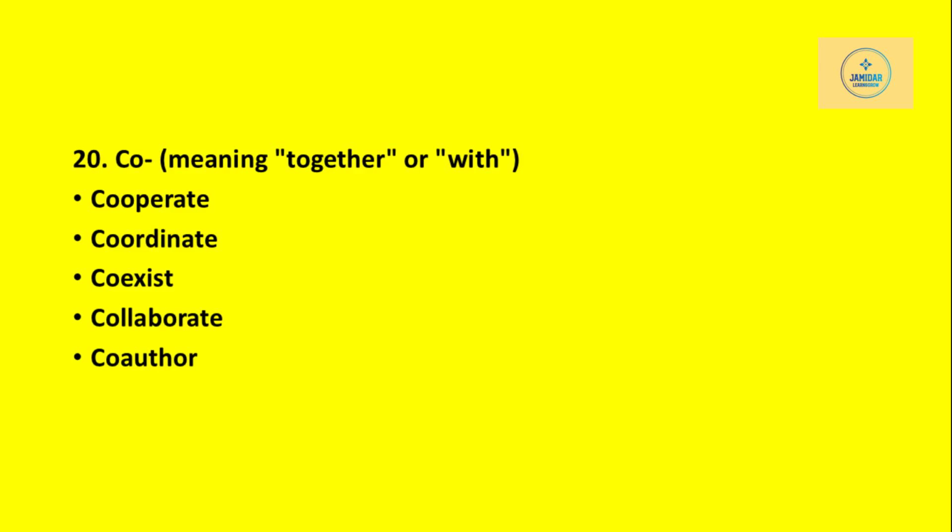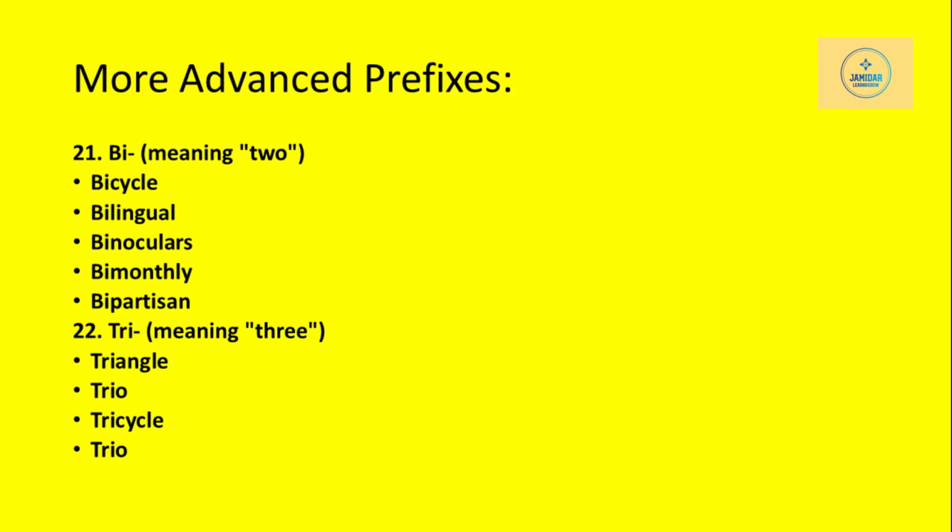Moving on, we have the prefix co, meaning together or with. This can be found in words such as cooperate, coordinate, and coexist. Now, let's explore more advanced prefixes.